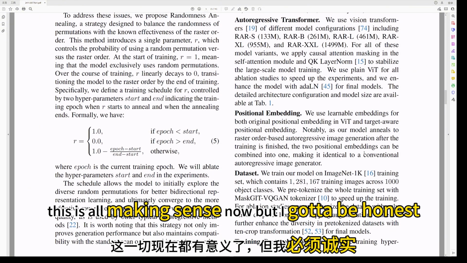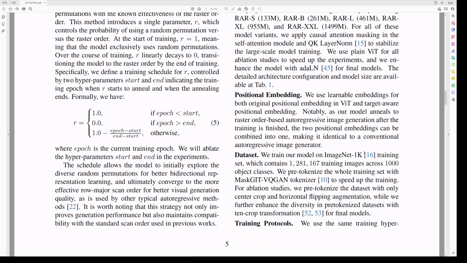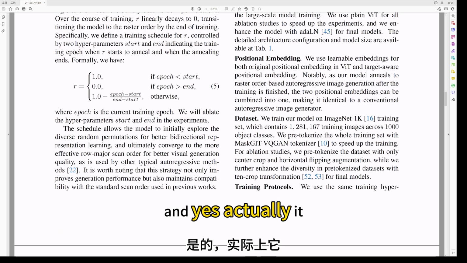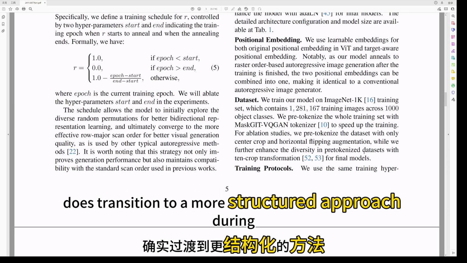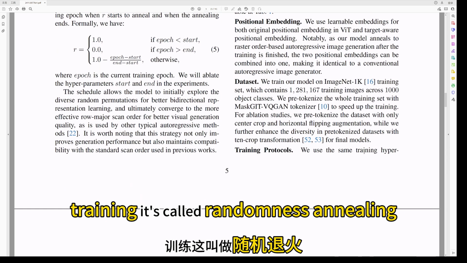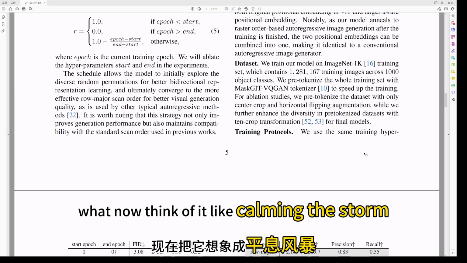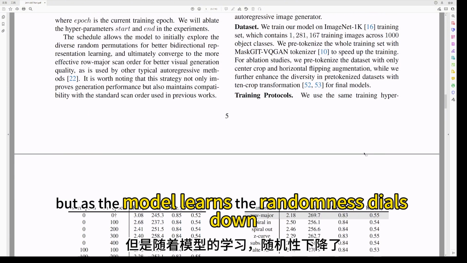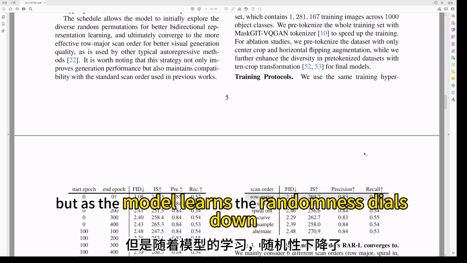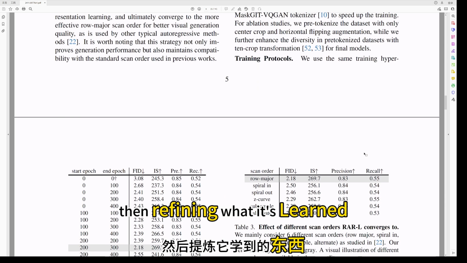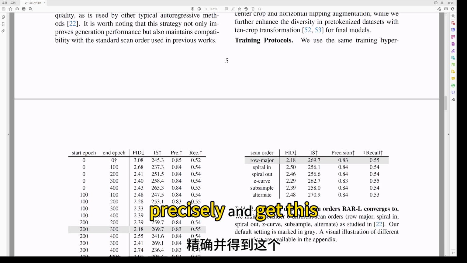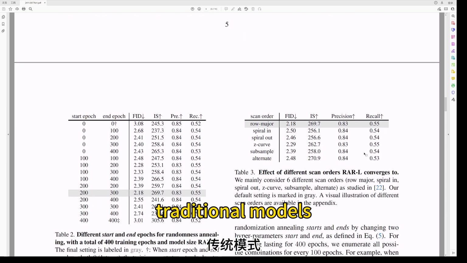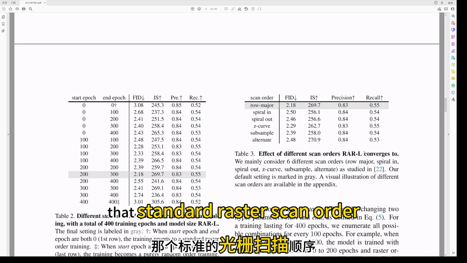Okay, this is all making sense now, but I gotta be honest, all this randomness talk, it's a lot. Does RAR ever chill out? You're right, it is a lot to process. And yes, actually, it does transition to a more structured approach during training. It's called randomness annealing. Randomness? What now? Think of it like calming the storm. At first, it's all random shuffling, super chaotic. But as the model learns, the randomness dials down. So it's like exploration at first, then refining what it's learned. Precisely. And get this, by the end of training, RAR actually uses the same method as those traditional models. That's standard raster scan order.